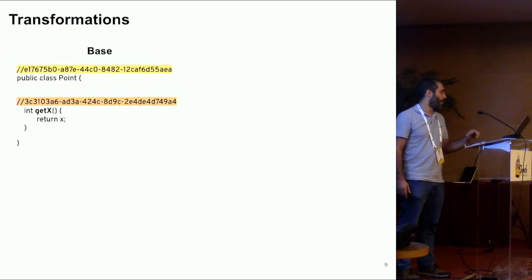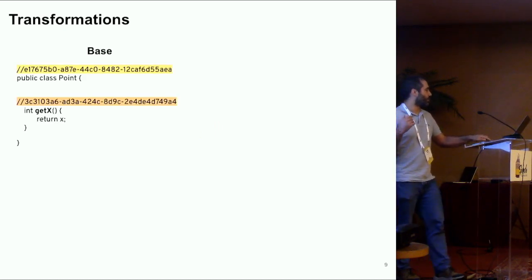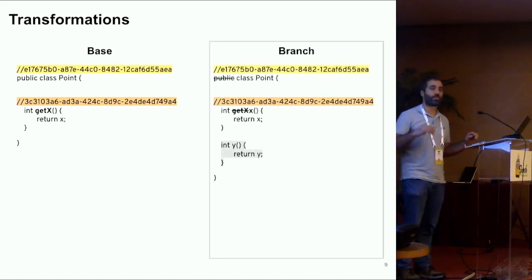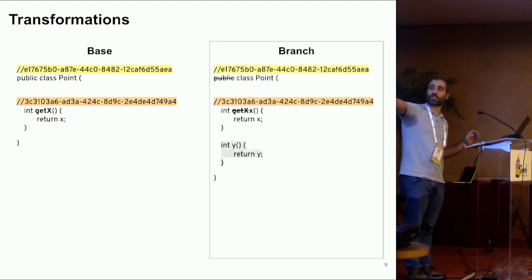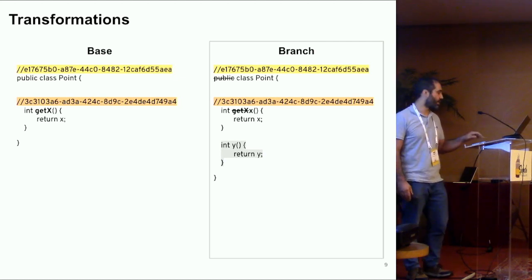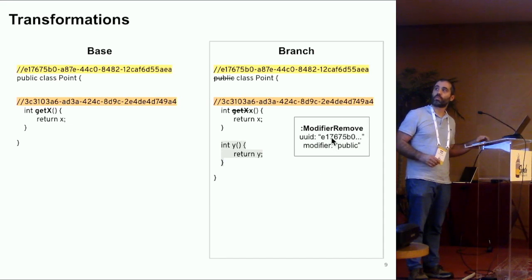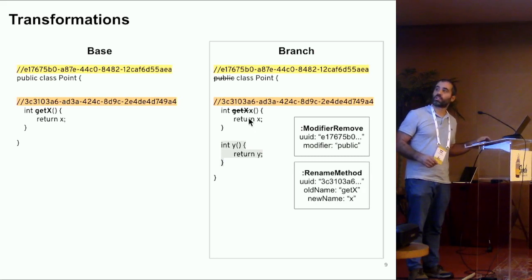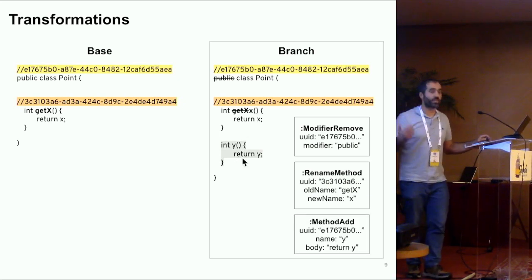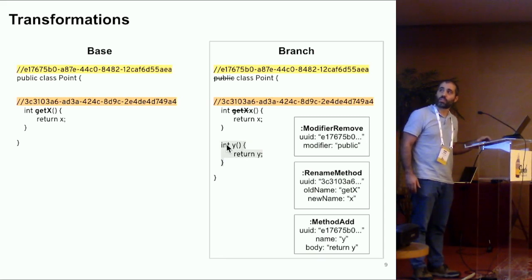Regarding the other keyword of the title, transformations: when we have changes, so for example, this version has evolved from the left side, we encode the changes as a set of transformations. So for example, this one up here, we encode as a modifier remove in that element with a certain UID. The second one, we encode as a rename method in the method with a certain UID. And this one is a new method in the class with a certain UID. So notice that this one does not have an ID yet.